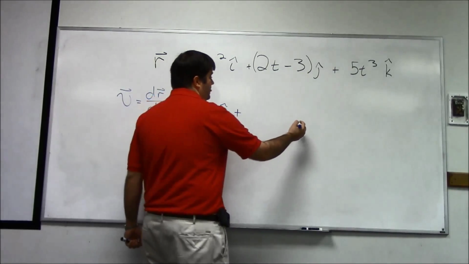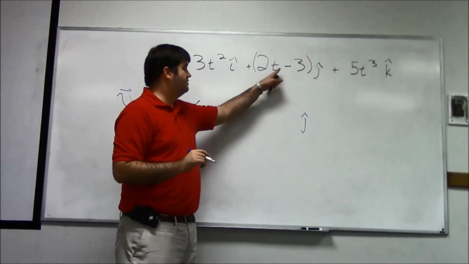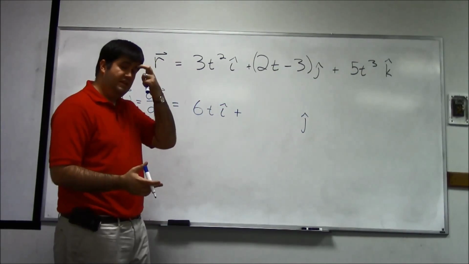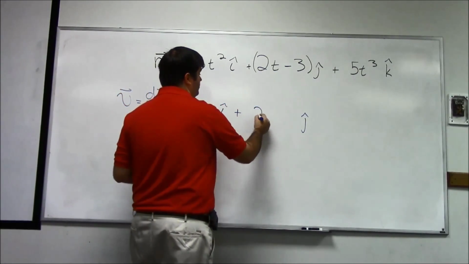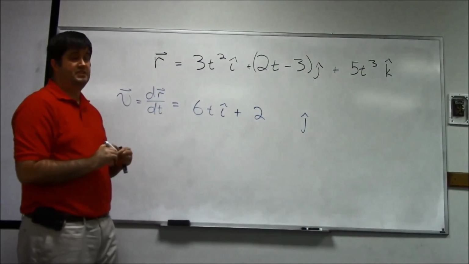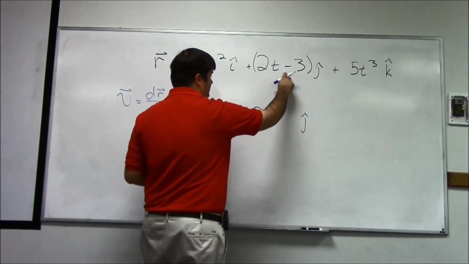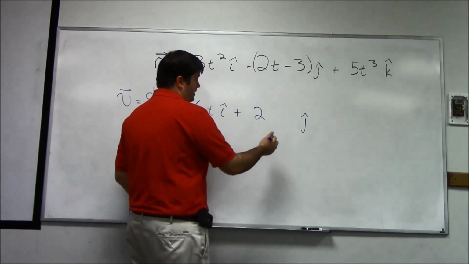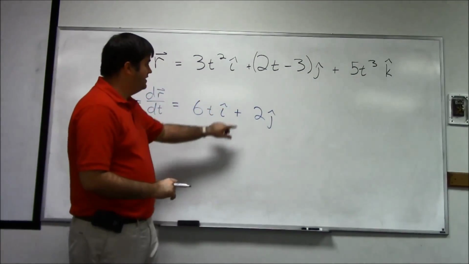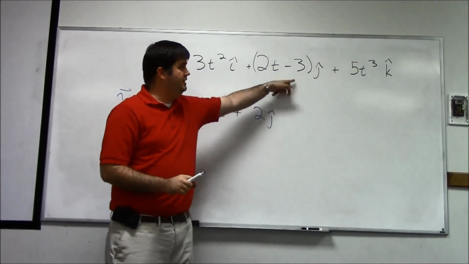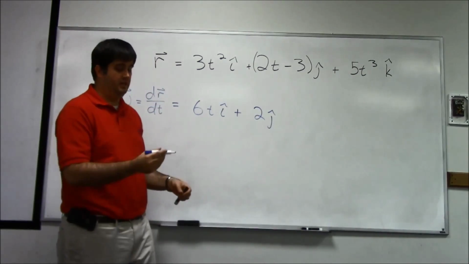Over here on this term, the j hat will just come along for the ride, and we will take the derivative of every term just like we would normally taking the derivative of a polynomial. The derivative of 2 times t is simply 2, since the derivative of t to the first is t to the 0, which is 1. And then the derivative of a constant is 0. So this term just ends up being 2 times j. If I'd taken the time derivative of 2t minus 3, I would have simply gotten 2. When that's multiplied by j, I simply get 2j.